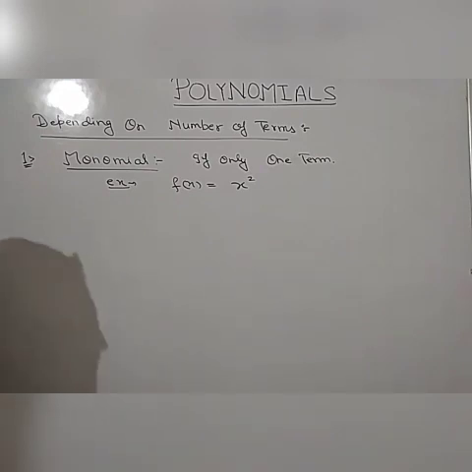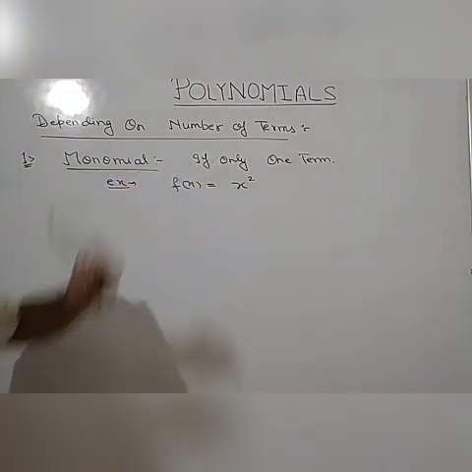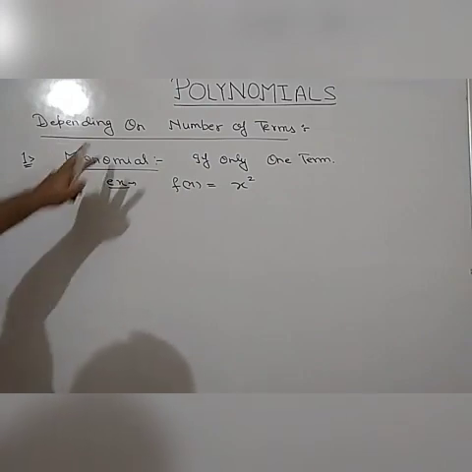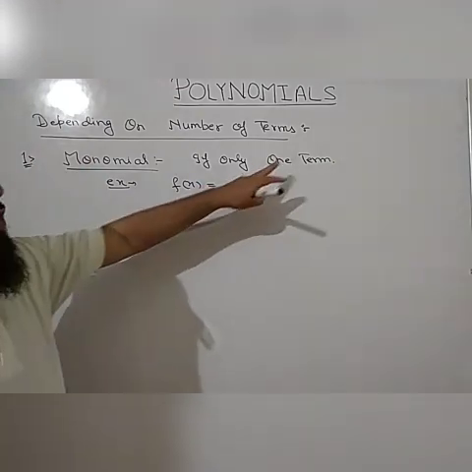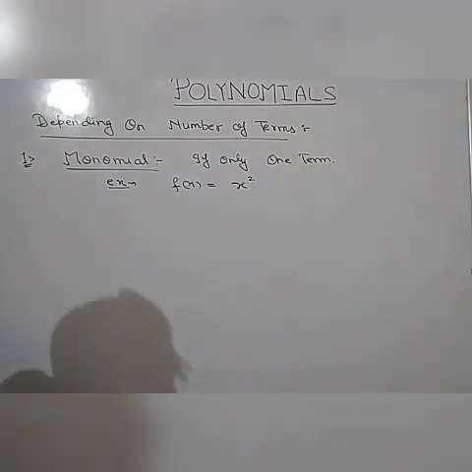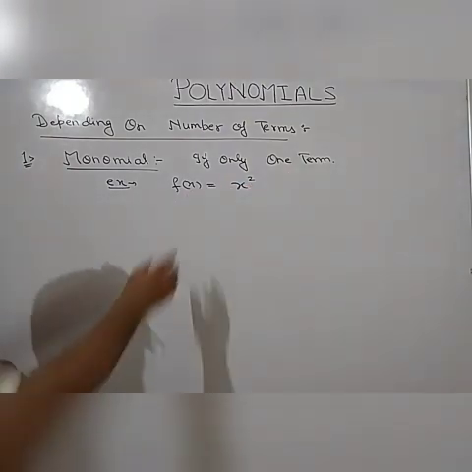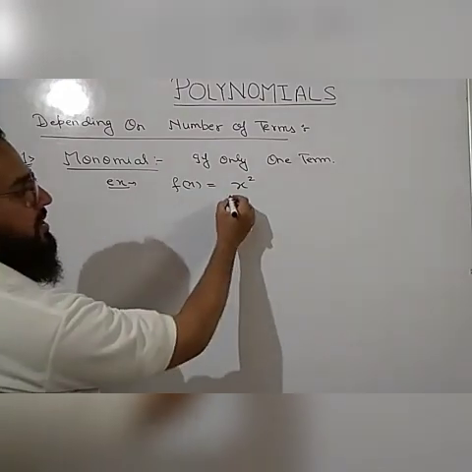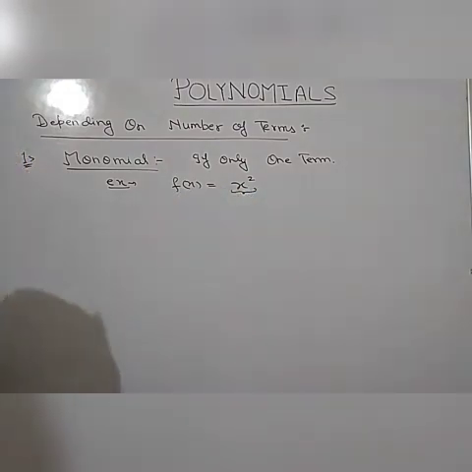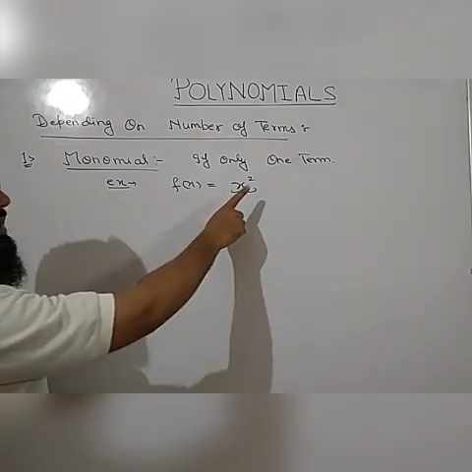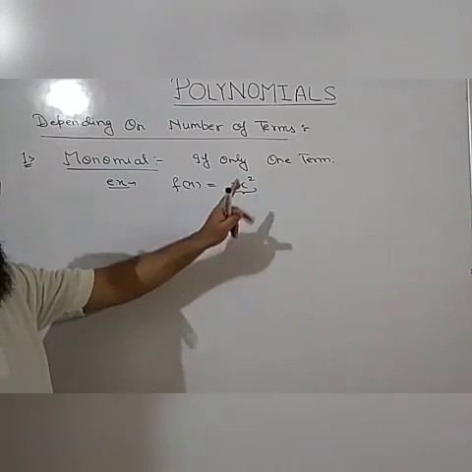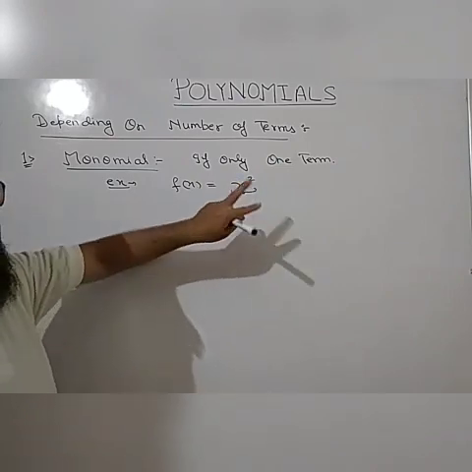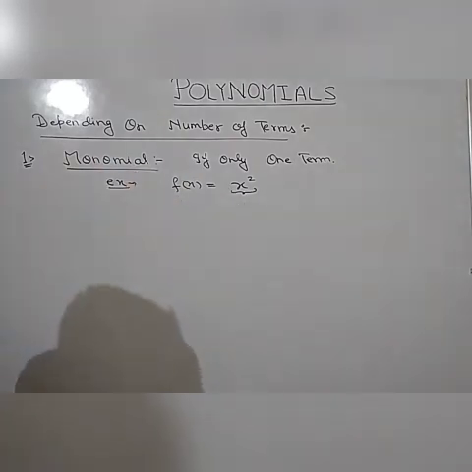Now the next classification of polynomial is depending on the number of terms. Okay, so depending on the number of terms, polynomial is further classified. First one is monomial. Monomial means if there is only one term in the polynomial, then that particular polynomial is known as monomial. For example, f(x) is equal to x square. It means there is only one term, so it is a monomial. If we talk about the degree, then it will be said as quadratic polynomial because here the degree is 2. So it is a quadratic polynomial and it is also a monomial.